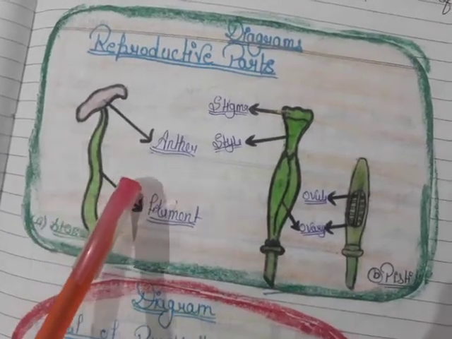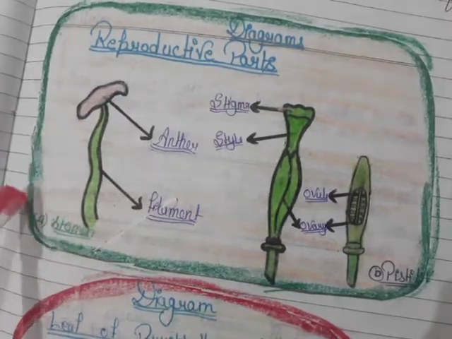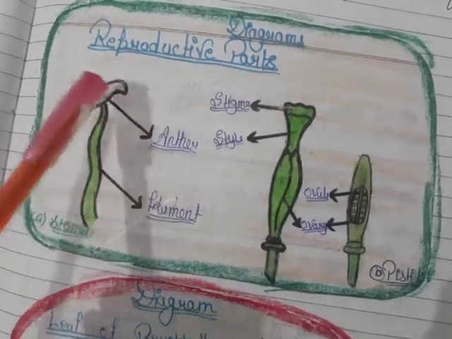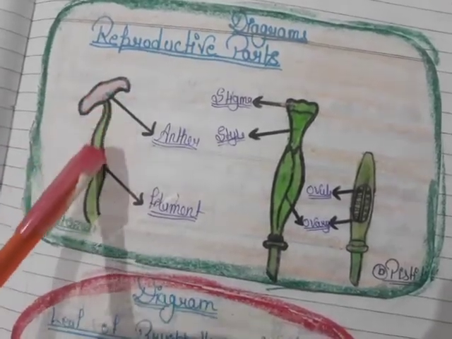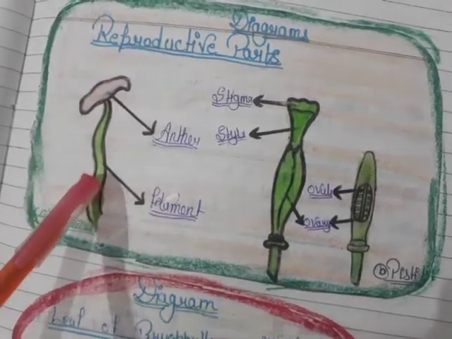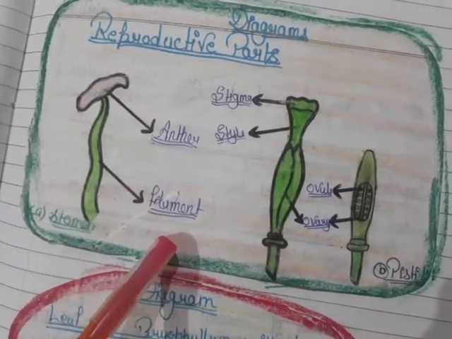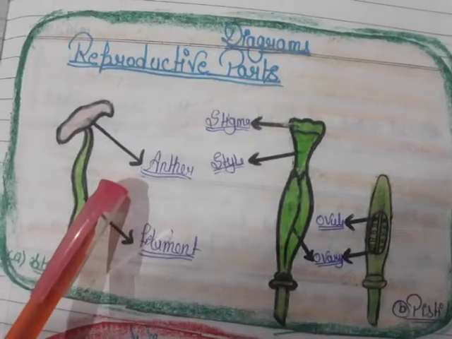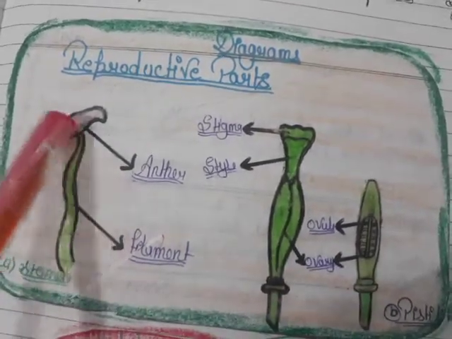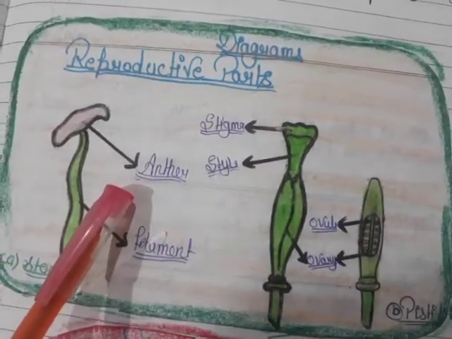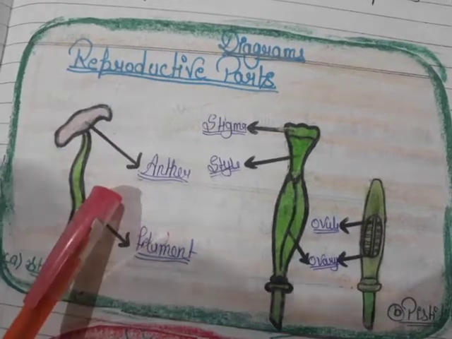In the stamen there are two parts. First is the anther. Below the anther, the filament is present. The anther contains pollen grains, which produce the male gamete.